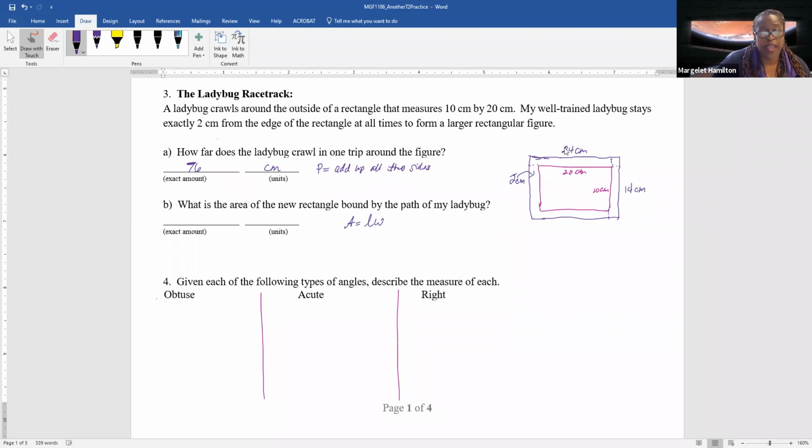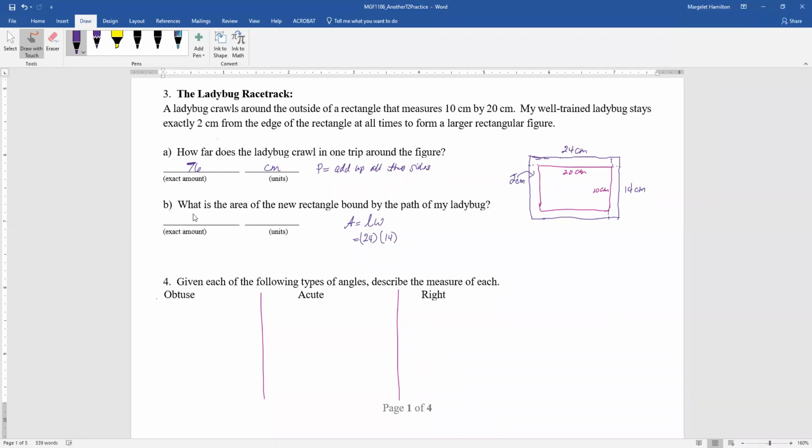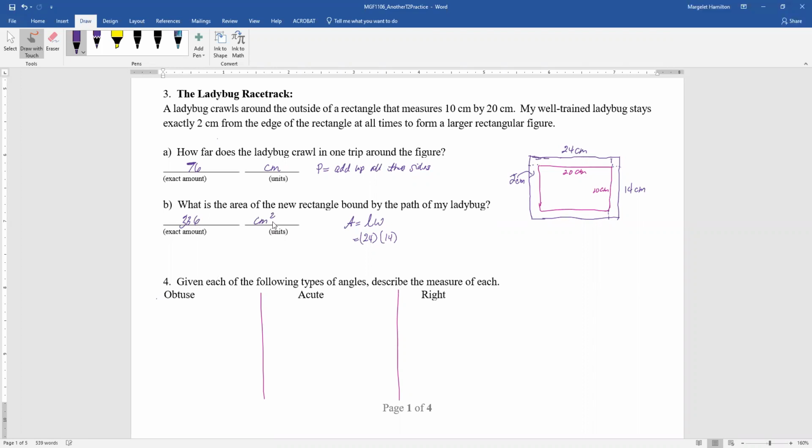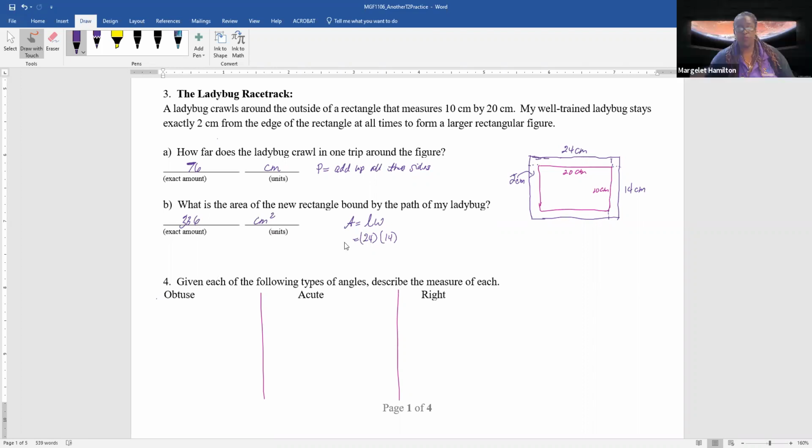When we're looking at our area, now we're going to put carpet down, right? So we're talking about inside stuff. So now we have 24 times 14, and that gives us what? 336. So 336 square centimeters. There you go. Now we're going to take action on those dimensions. So remember, perimeter, no action. Area, square. Is everybody all right?